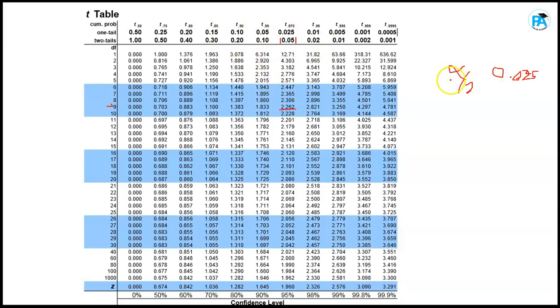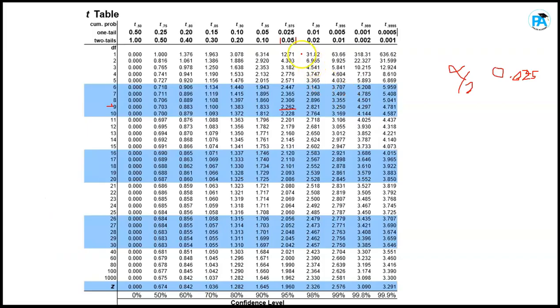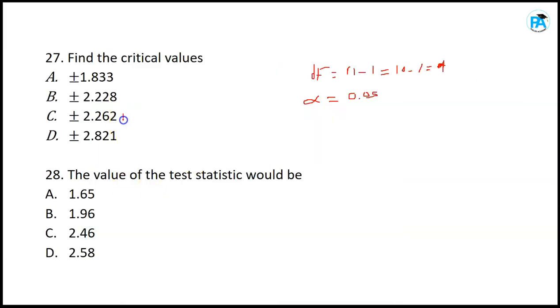Okay. But you leave this aside. Since it's a 2 tilde test, you take alpha and go and check alpha at where they've written 2 tilde. Forget about the second one I was explaining for now. Just go and check where they've written 2 tilde because it's a 2 tilde test. It gives you 0.05, right? So you check it. That's 2.262. So the answer for this is 2.262. So it's plus or minus. Meaning at the left side, it will be negative 2.262, and at the right side, it will be positive 2.262. Is that clear?